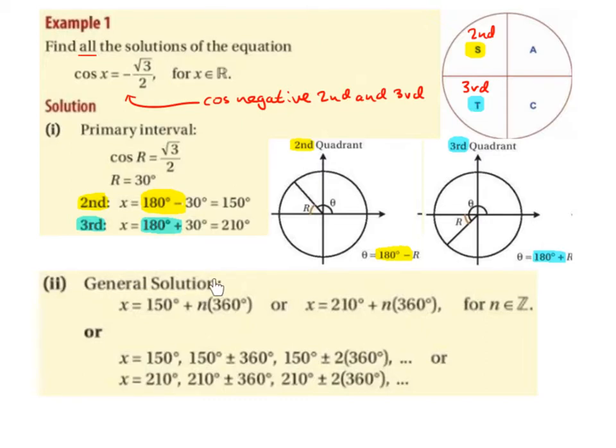Part 2, we're going to find the general solution. So we've got 150 degrees and we've got 210 degrees. So x is equal to 150 degrees plus n times 360 degrees, or x is equal to 210 degrees plus n times 360 degrees, for all n values elements of the integer set. Or it can be written like so: x equals 150 degrees plus or minus 360 degrees, 150 degrees plus or minus 2 times 360 degrees, and so on. Or x is equal to 210 degrees plus or minus 360 degrees, 210 degrees plus or minus 2 times 360 degrees.